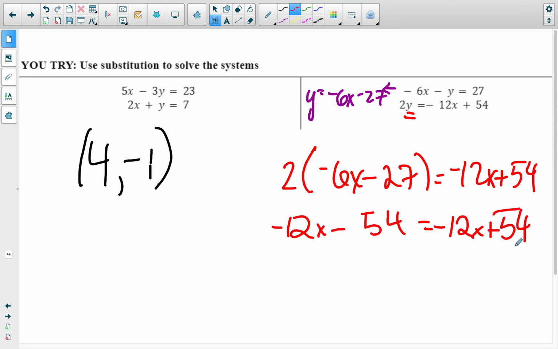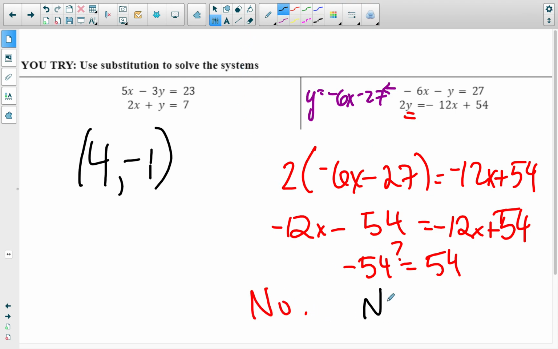At this point, you should notice that something's kind of fishy, okay? But say we don't notice that. Let's add 12x to both sides. It means we're going to end up with negative 54 equals 54. Is that a true statement? No, it is not, meaning this system is going to have no solution. Okay, so when we graph these lines, they're going to end up being parallel. There's no solution. That's all I have for you.